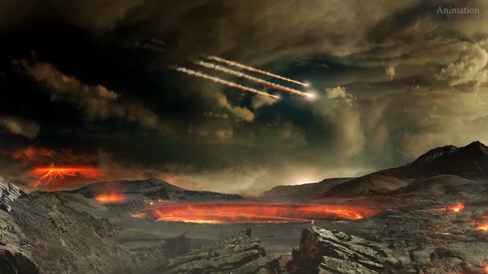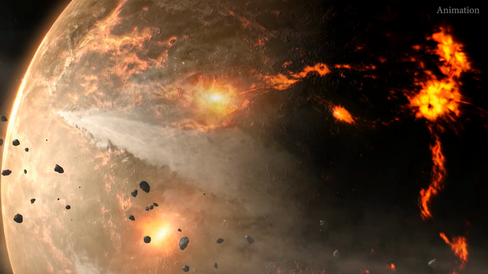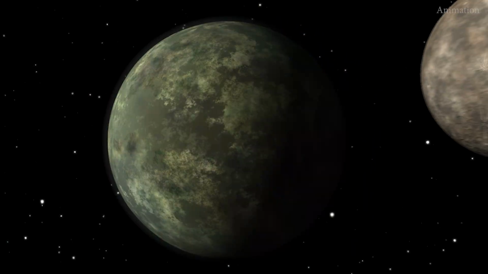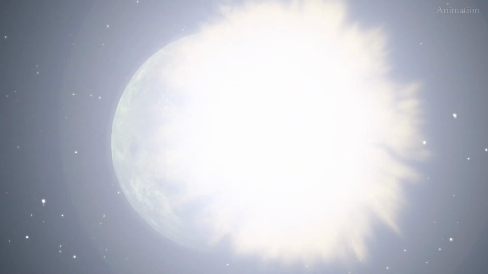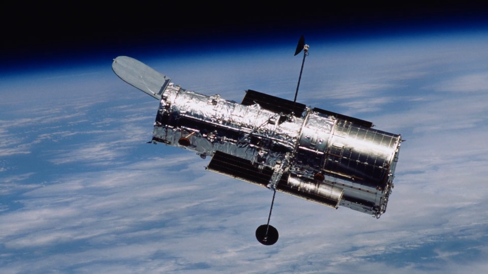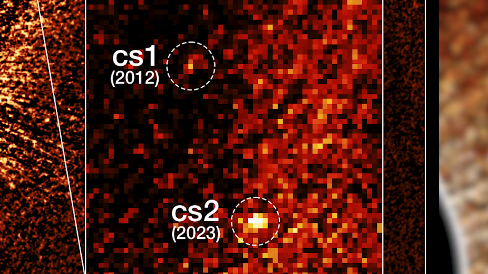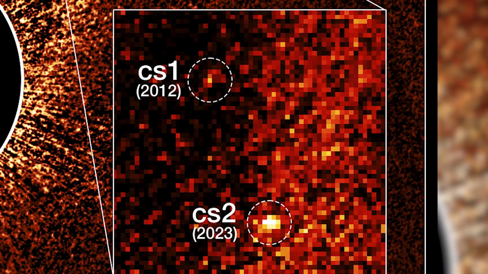Scientists think that the early solar system was a chaotic place, with planetesimals, asteroids, and comets colliding and bombarding Earth, the Moon, and other inner planets. Now, NASA's Hubble Space Telescope has captured something similar happening in another planetary system around the star Fomalhaut.